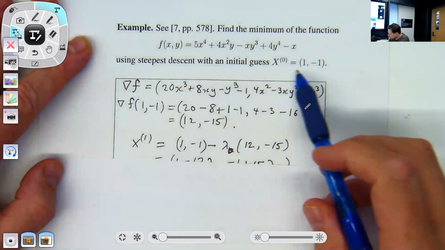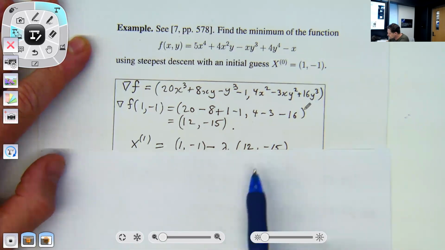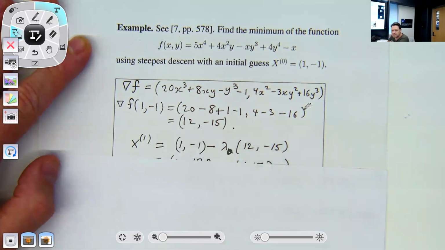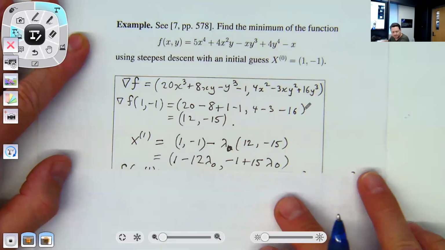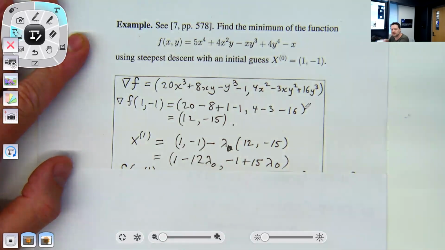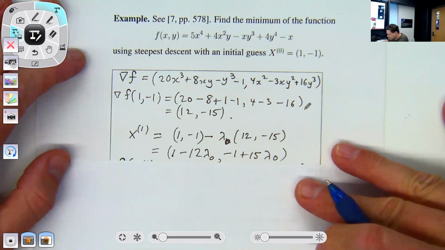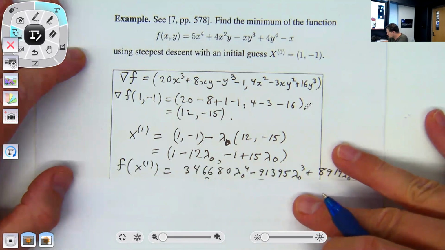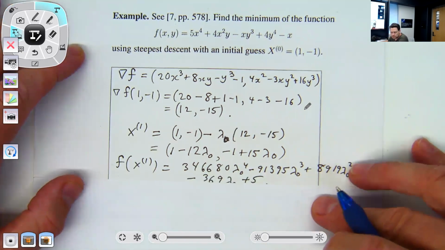Okay, next, the next point in the sequence is x1. So this is this point x0 right there, 1 minus 1, and then minus lambda subscript 0 times what we just got, 12 minus 15. Okay, and then we add these together. We have this simple linear relationship, and this is a point in terms of lambda 0. And now what we want to do is find the lambda 0 that minimizes that derivative that we looked at. So in other words, we want to find something that's perpendicular to grad f of x superscript 1.